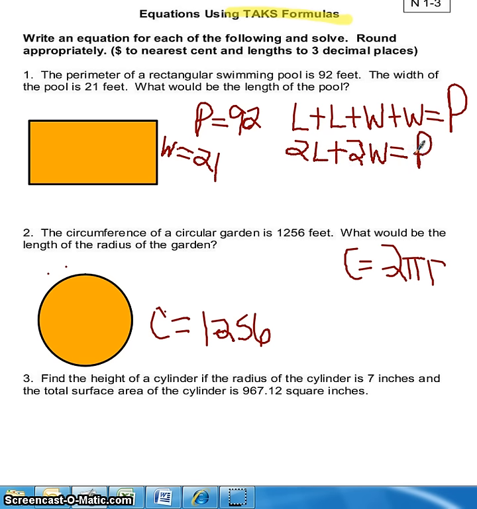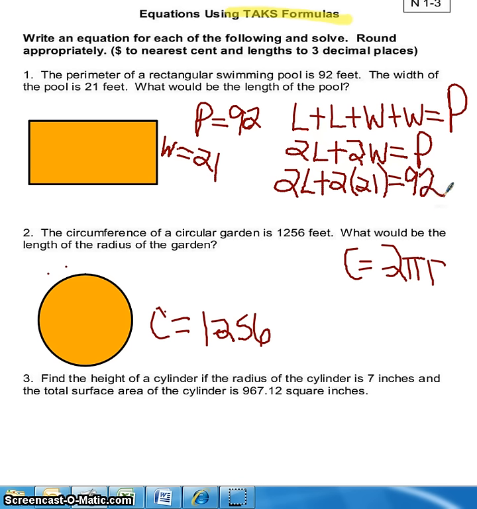Now I know I have more things written on my page than you have, so if you need to pause and go ahead and draw your picture and write this information, you go right ahead. So I know 2 times length plus 2 times W is going to give me my perimeter. Well, they gave me my width of 21. So I'm going to plug in my known values. So I know I have 2L plus 2 times 21 is going to equal 92.